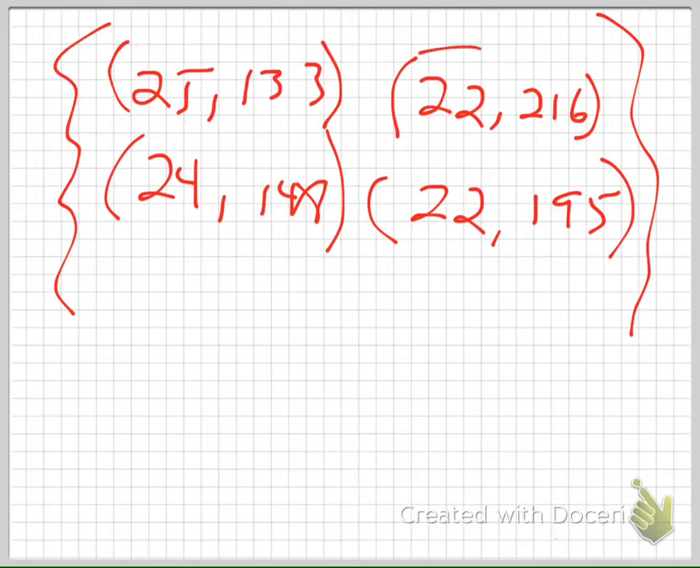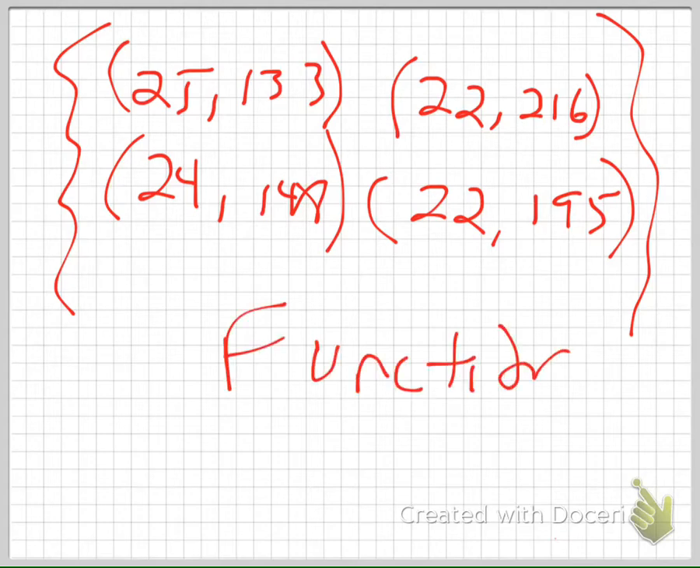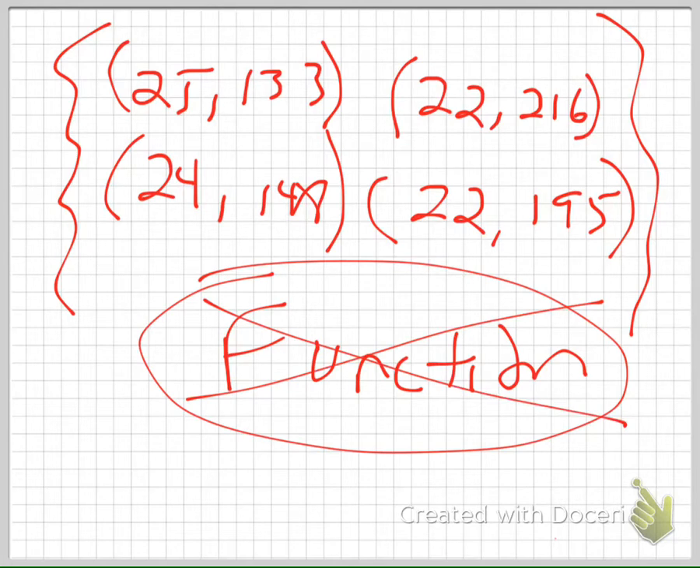133. When I put in 22, what came out? Okay. When I put in 24, what came out? 148. Right. When I put in 22, what came out? Oh, wait a second. 195 came out this time. So that means that in this situation, when I put in 22, what came out? 216 one time and 195 another time. Does that make sense? Then guess what? Then this is not a function. No. It's not a function because when I put in 22 two different things came out.